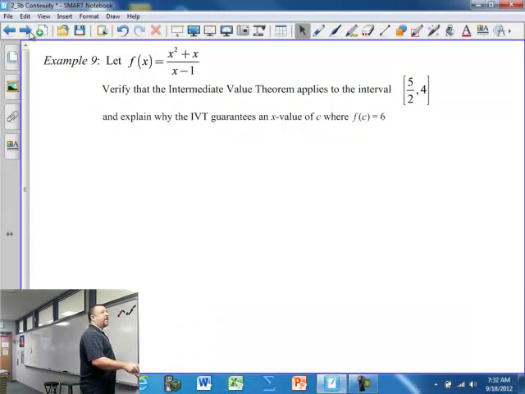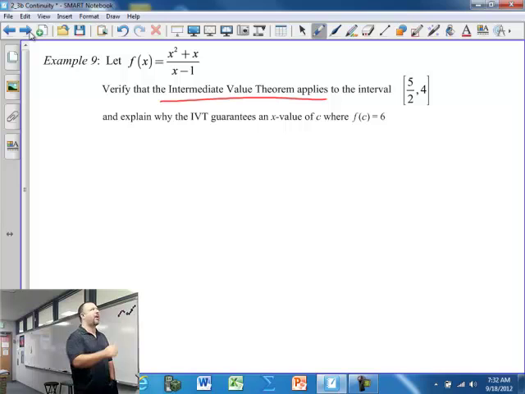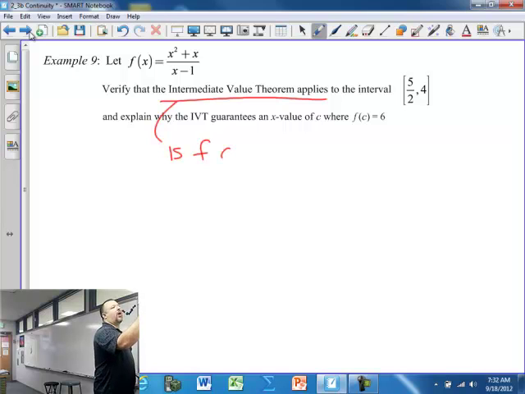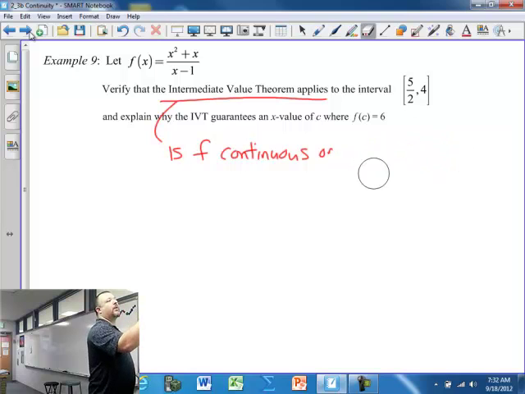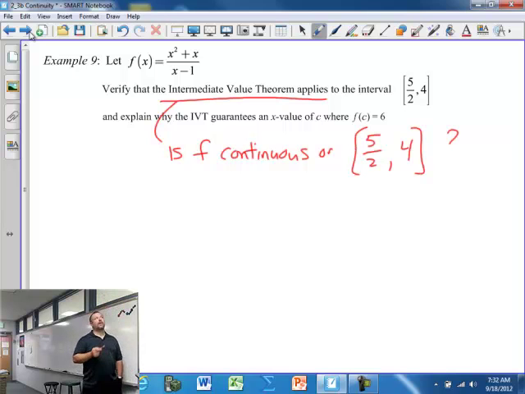I have this function, x squared plus x over x minus 1. Verify that the intermediate value theorem applies. Well, how do I verify that it applies? I have to make sure the hypothesis is correct. The hypothesis is f continuous on the interval 5/2, 4. That's supposed to be a 5/2. There we go.